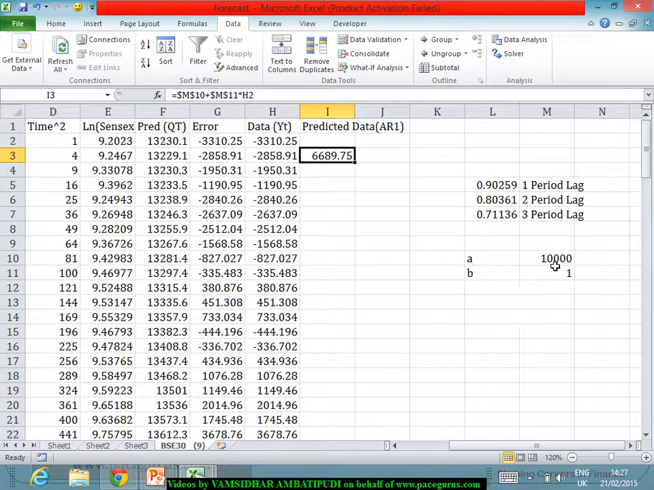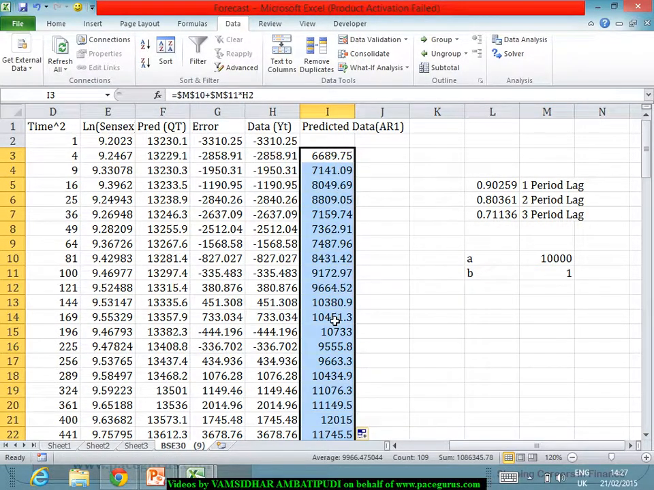I've just dumbly assumed some 10,000 and 1 here. We'll try to optimize them using a solver at a later point. So when I do this, these are my predicted data. Here the data means error, which will adjust it back to our original. So this becomes my predicted data using the AR1 model.